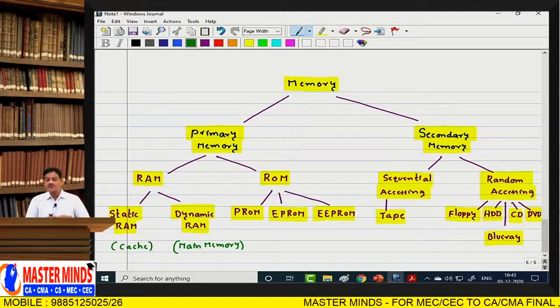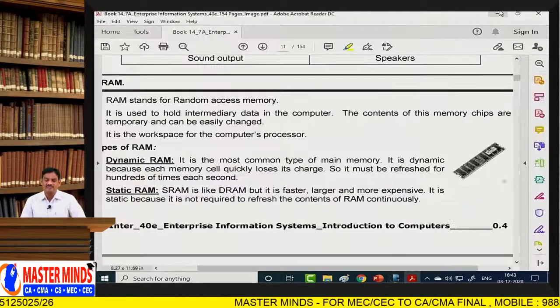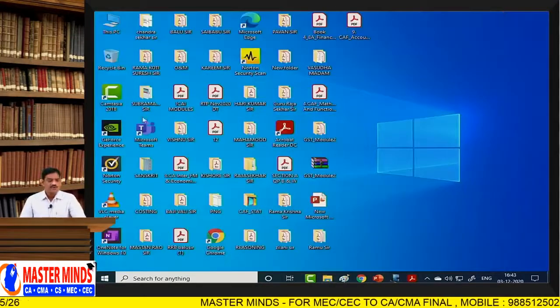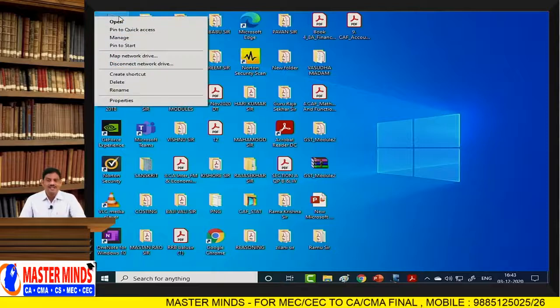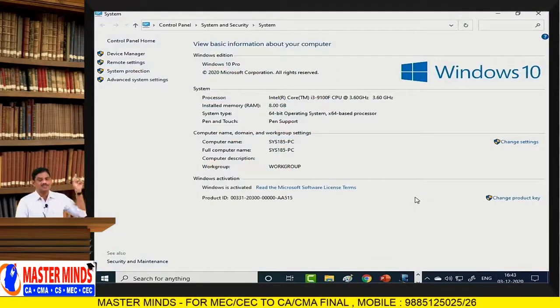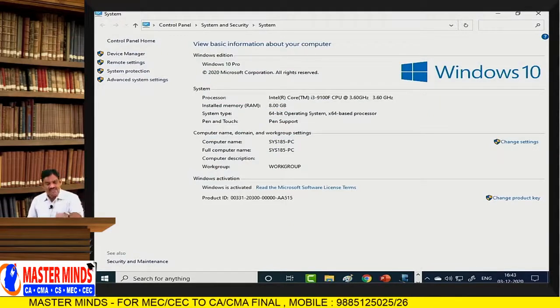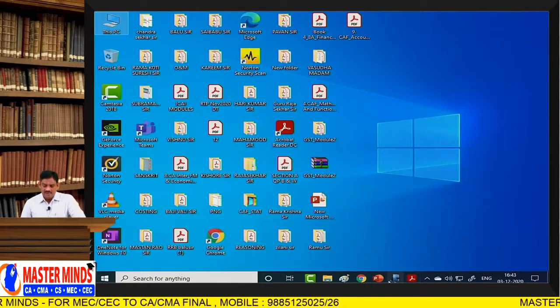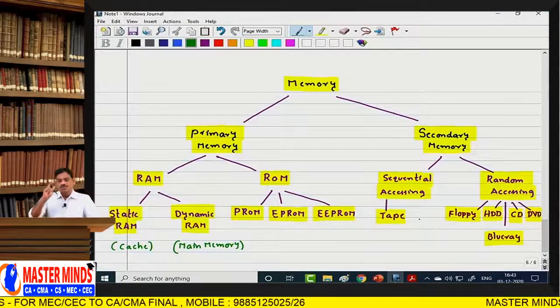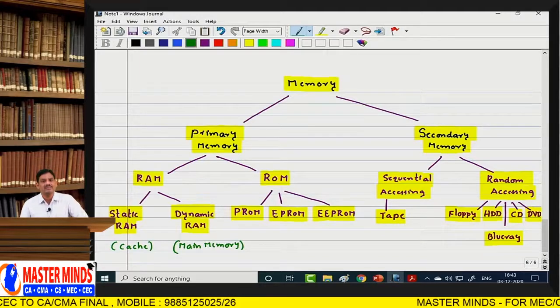We are using dynamic RAM. For example, if somebody asks what the RAM in your computer is, you may right click on My Computer, then select Properties, and it automatically displays the size. This is 8 GB. Installed memory with this computer is 8 GB. Right. So, RAM cannot store the data on a permanent basis. It is totally temporary.